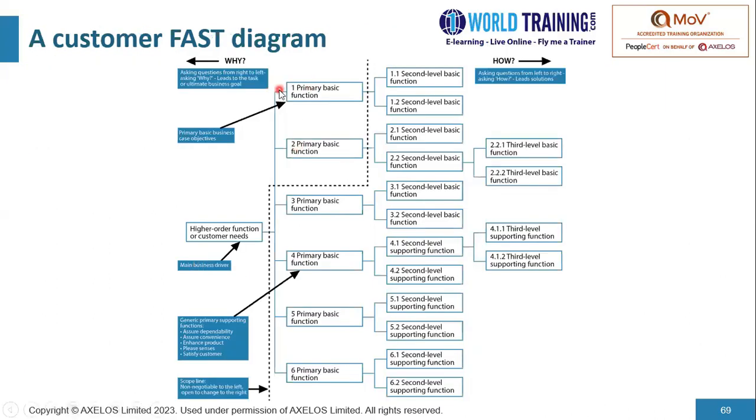So here is an example of a FAST diagram. Remember the two approaches that we talked about. The how approach is usually an approach that would ask the questions from left to right, whereas the why approach asks the questions from right to left. So we're going to look into an example to understand this in a better way.